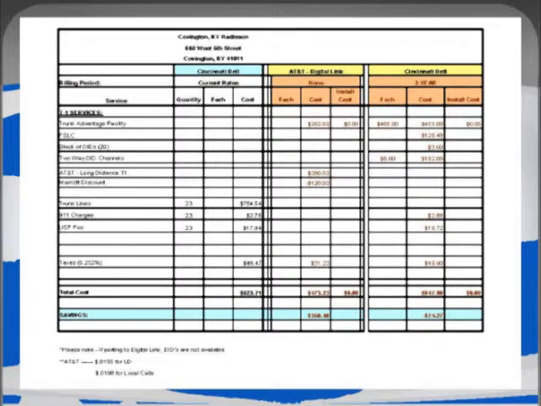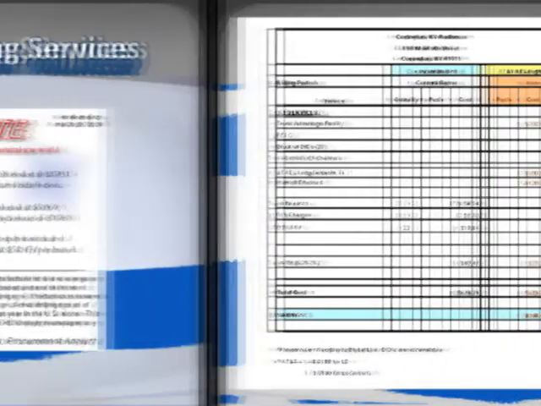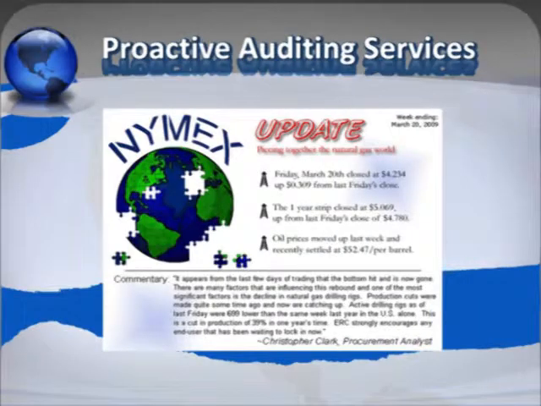We also do long distance analysis. This particular example shows where we went out and shopped the customer's local and long distance services and found a better price, cheaper with another carrier. Some of our proactive auditing services after the initial audit is done is to keep the client informed on market changes.